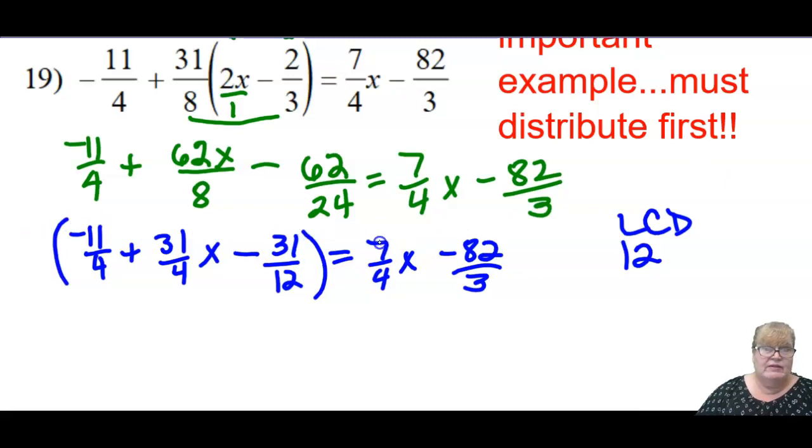So I'm going to multiply. Now I could combine terms on that left side, but why? Because I don't have a common denominator, it'd be messy. Let's just multiply through by the 12 on both sides.